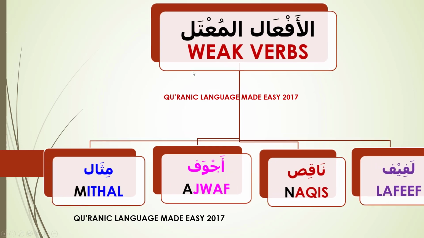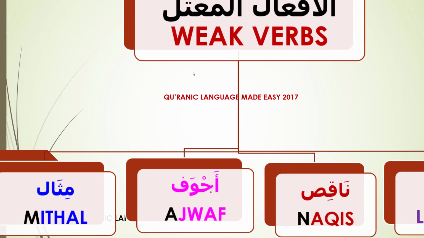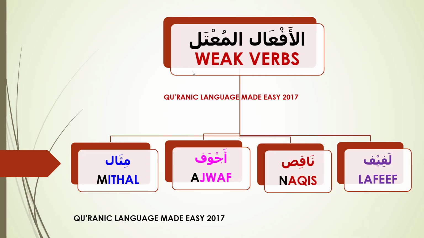The fi'l al-mu'tal, or the weak verbs, are again divided into 4 types. First type is Mithal. Second type is Ajwaf. Third type is Naqis. Fourth type is Lafif. For now, don't worry about Lafif. Just pay attention to Mithal, Ajwaf and Naqis. And there's a reason why I have divided Mithal, Ajwaf and Naqis in this particular order.